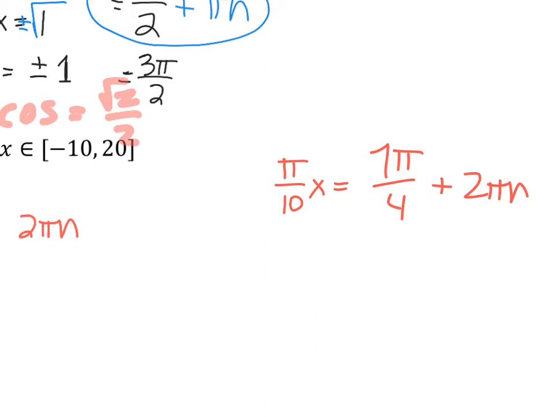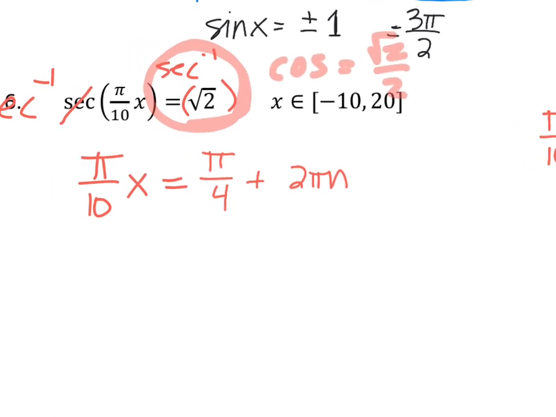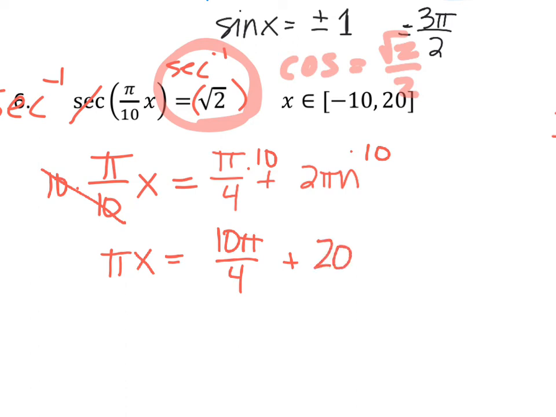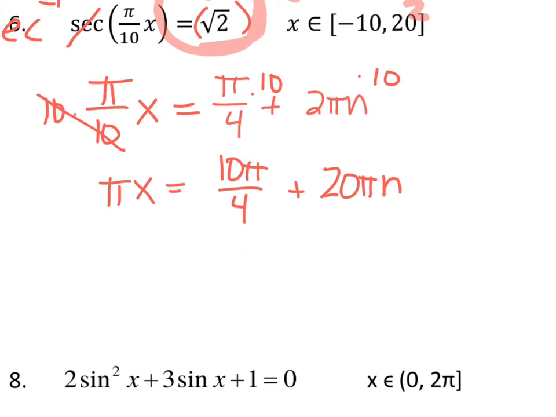Okay, so now let's go back. Now that we have that in there, we can figure out what's going on here. So we're going to multiply everything by 10 in order to get rid of my denominator. So that still has pi x equals 10 pi over 4 plus 20 pi n. And now I'm going to divide everything by pi. Divide by pi, divide by pi, divide by pi. So all the pi's cancel out in all of my numbers.